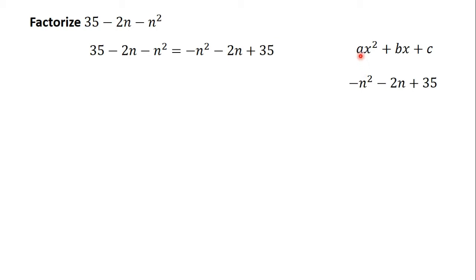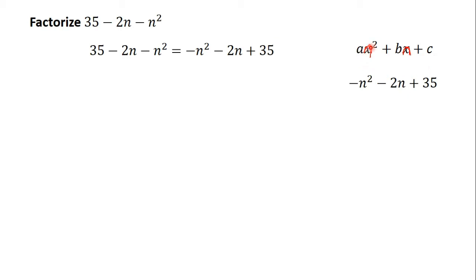So we are comparing ax squared plus bx plus c with minus n squared minus 2n plus 35. The variable here is x, the variable here is n. Let's change the variable from x to n so that you see the picture clearly. So now we have an squared plus bn plus c.